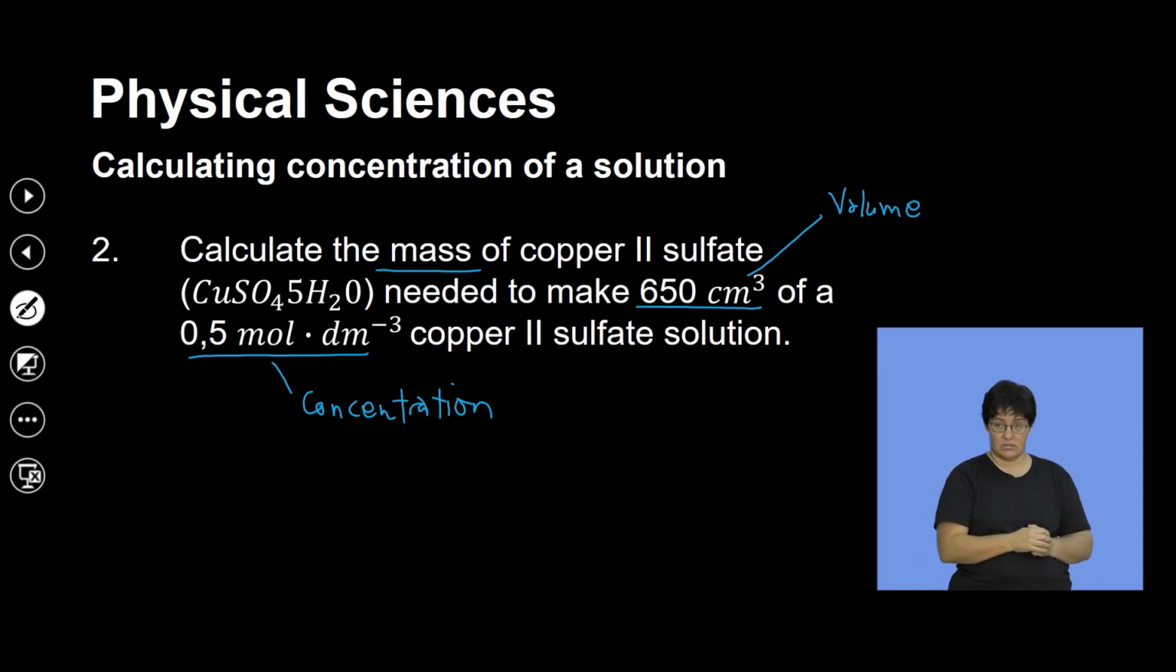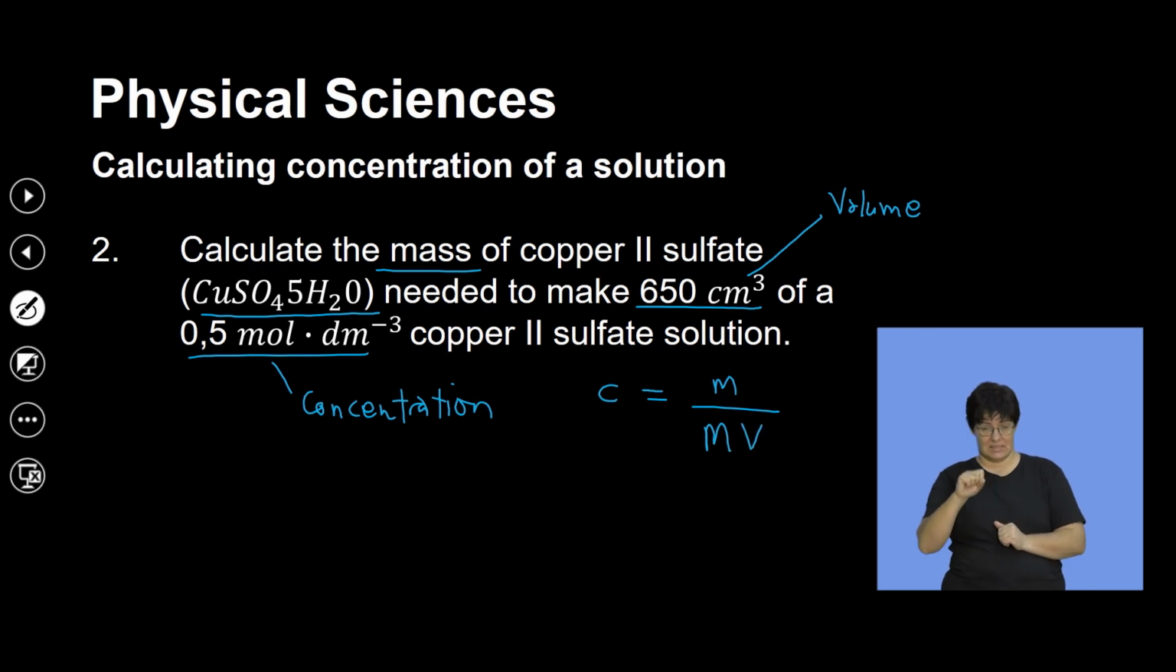But this is hydrated copper 2 sulfate, because it has got water of crystallization. It would typically be a blue, solid substance at room temperature, right? So the question here, we want to determine the mass. What do we know? We know that concentration is equal to mass over molar mass times volume, okay? So we have the concentration, but we also need to know the molar mass of this substance.